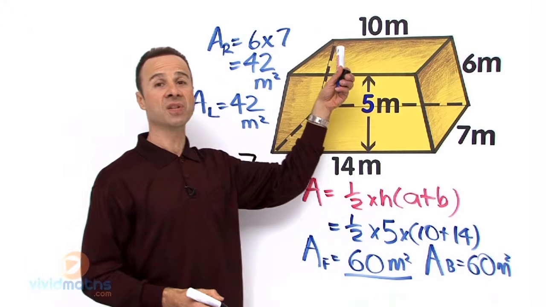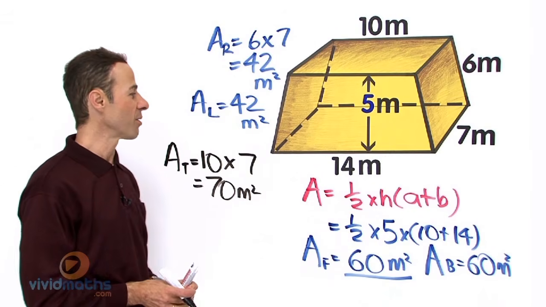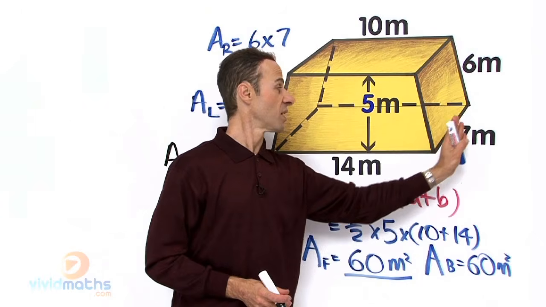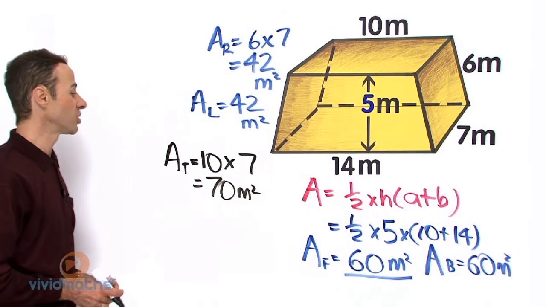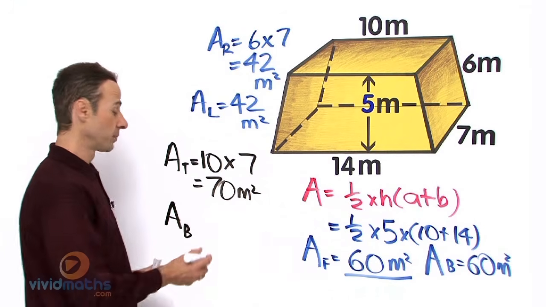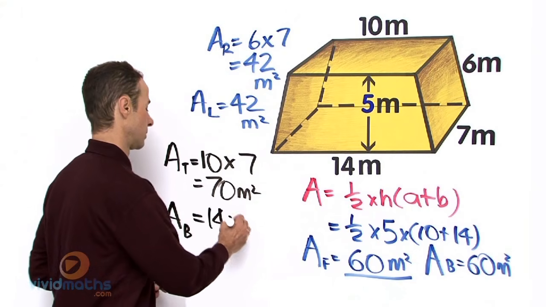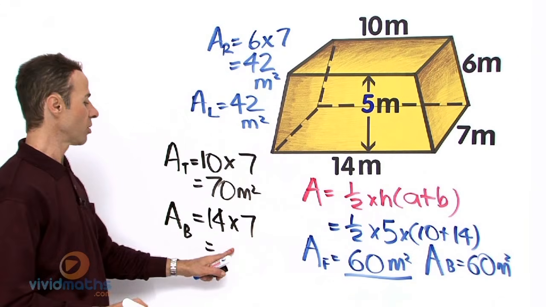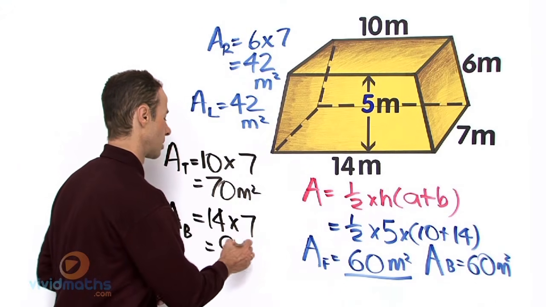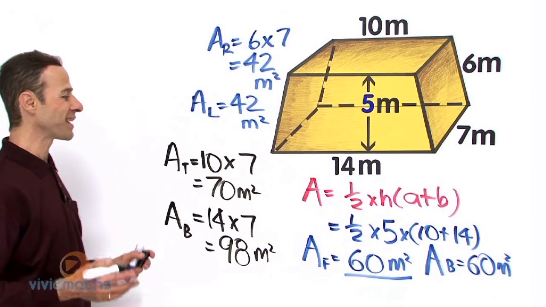Now, if the area of the top is 70 meters squared, is the area at the bottom? No, it's different, isn't it? Let's have a look here. The area of the bottom is 14 across there, and the depth is 7 across there. So that's going to be 14 times 7. So area of B, B for base or bottom, equals 14 times 7. And that yields a total of 14 times 7 is 98 meters squared. Now we've worked out 6 faces.